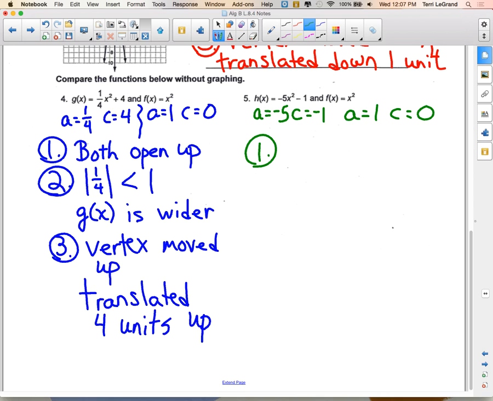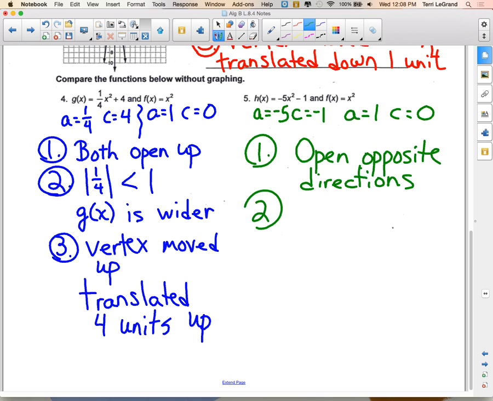So let me let you off the hook and make this a little easier. Oh, no, we don't even have to say that we're both. I don't even know why I'm doing that. Open opposite directions. We should expect on the graph one's opening up and one's opening down. Okay? Open opposite directions. Okay, how about the other thing we do with A?